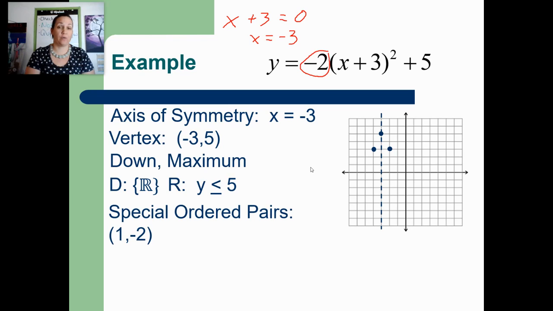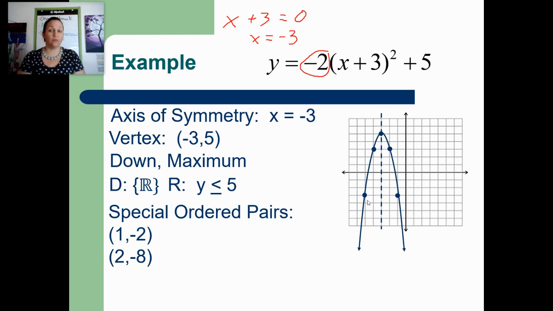My next special ordered pair will change to 2, -8. So again, from my vertex, I'm going to go right 2 and down 8, and reflect. And I don't think I can fit the next one, so I did not write down the next one. It would be 3, -18, but that's going to be off of the graph. So I'm going to go ahead and draw my parabola right now.